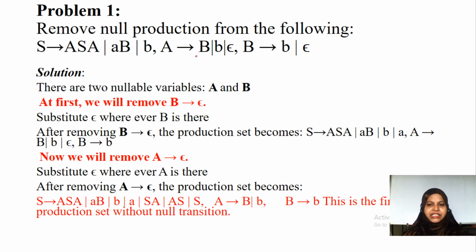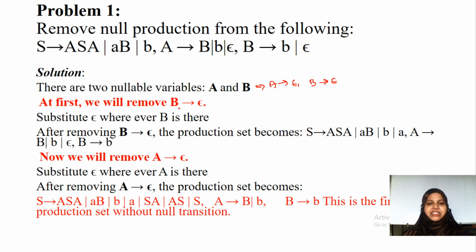What are the null productions here? A tends to epsilon is one null production and B tends to epsilon is one more null production, right? First we have to remove B. For example, first I am going to start with B. I am going to remove this B tends to epsilon null production.